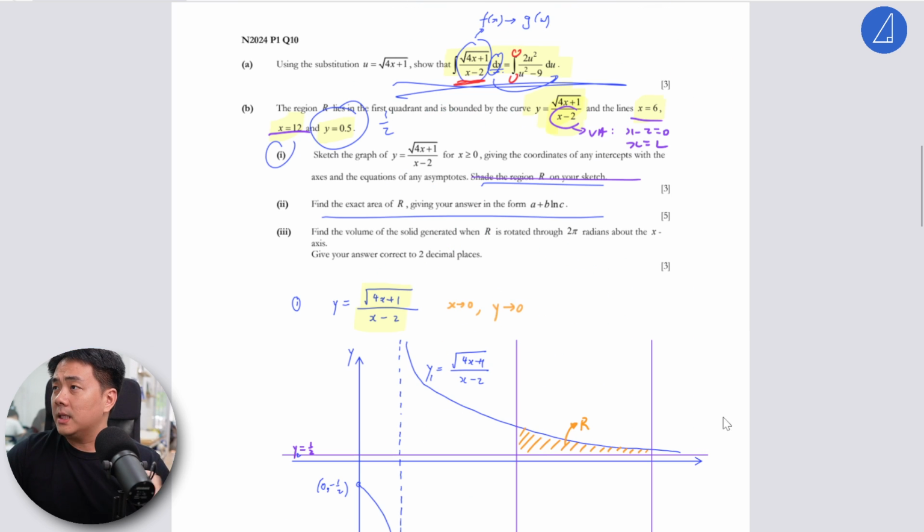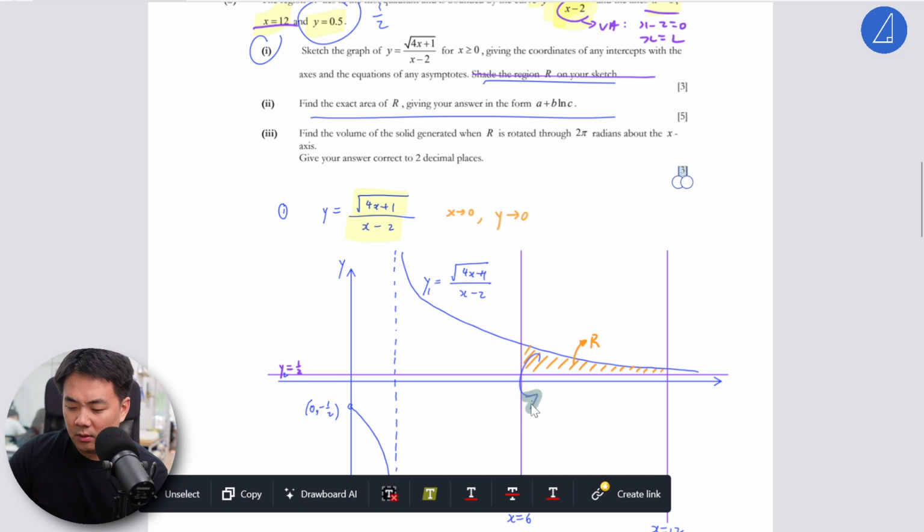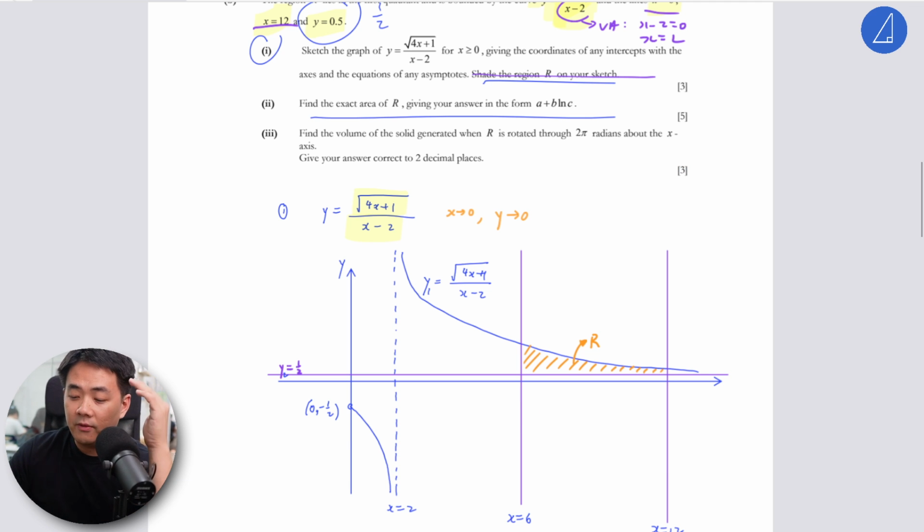That's that. The next part is we were told to find the volume of R rotated 2 pi about the x-axis. So it is just around this, right? Not an issue. Just take the top curve minus the bottom curve. It's 3 marks, and you don't need to integrate it because they never ask for exact. So just key in GC, that's all.